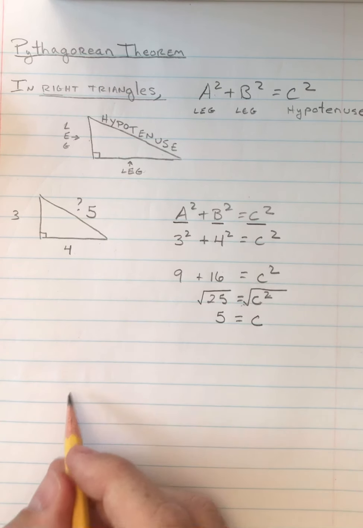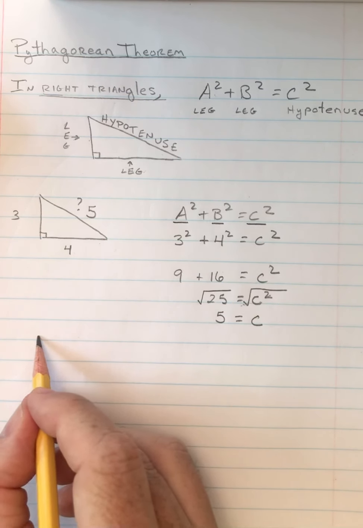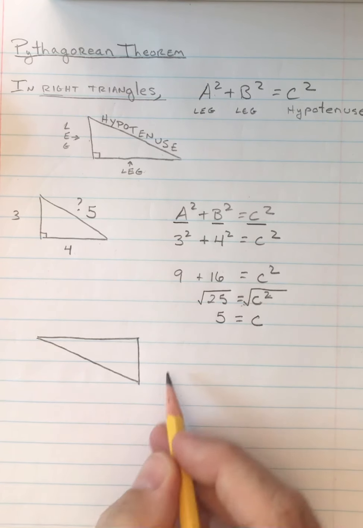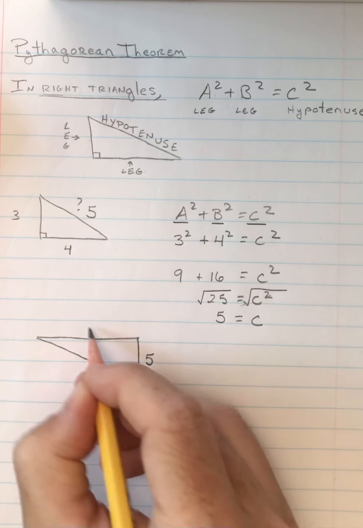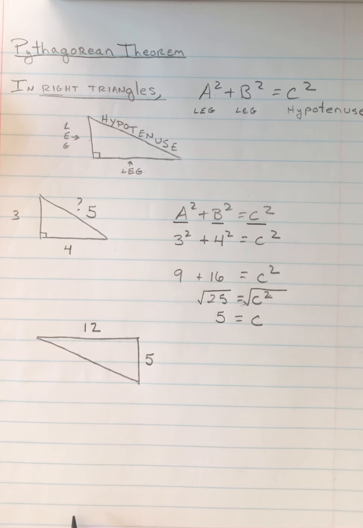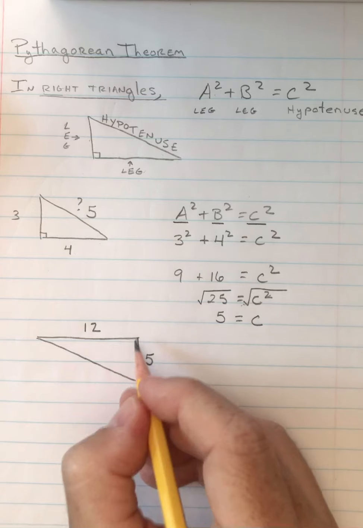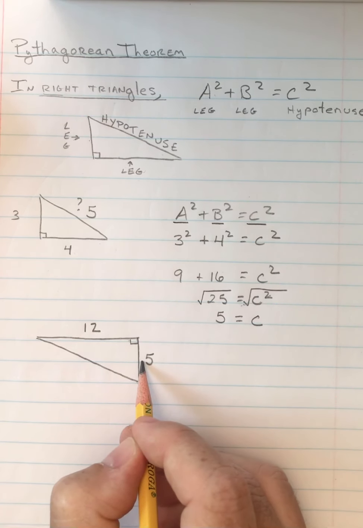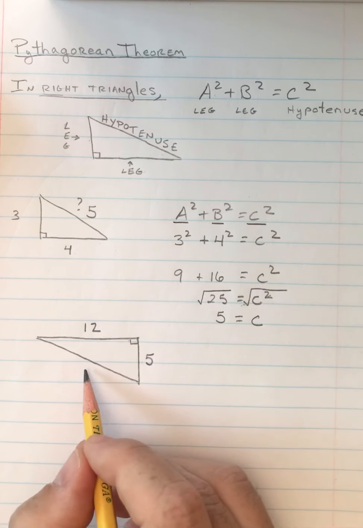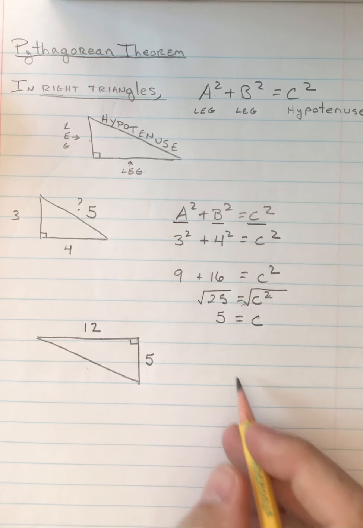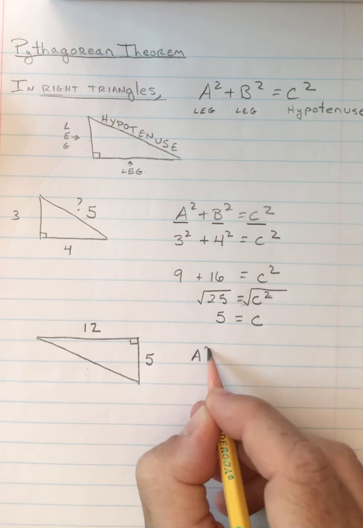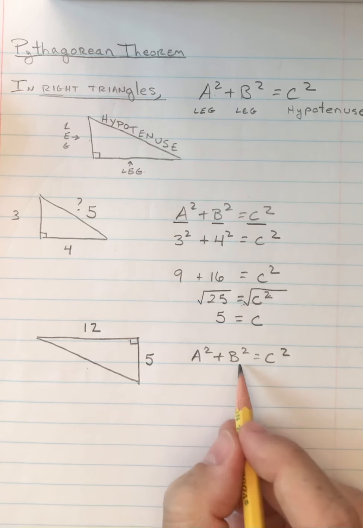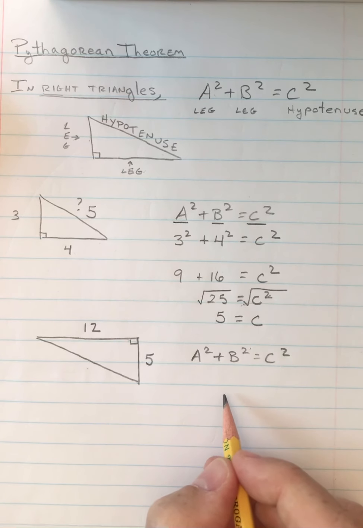Let's do another one. Let's say I have this triangle. I have a 5 and a 12, and I want to know what the hypotenuse is. So I have a leg of 5, a leg of 12, and I want to know how long this one is. I'm going to use my formula. I'm going to write the formula: a squared plus b squared equals c squared. That's a leg squared, a leg squared, equals the hypotenuse squared.